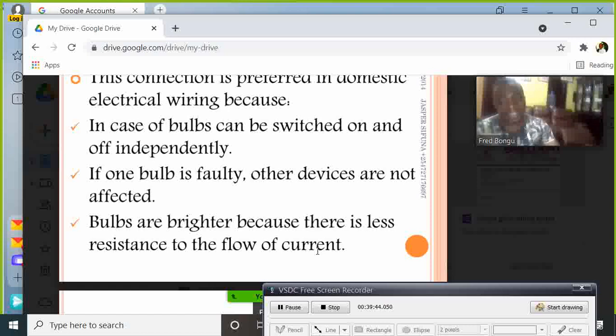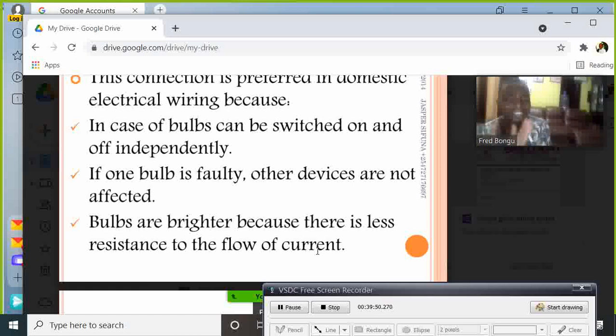And also, bulbs are brighter because there's less resistance. They don't depend on each other. Each bulb or device takes current from the source independently. So they are not like series whereby each bulb takes current, then it passes to the other one, meaning once the first one has taken the current, it provides resistance to the next bulb. But in this case, each bulb has access to the PD or to the EMF directly.